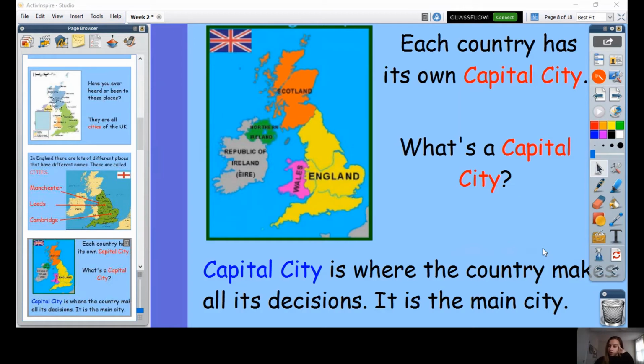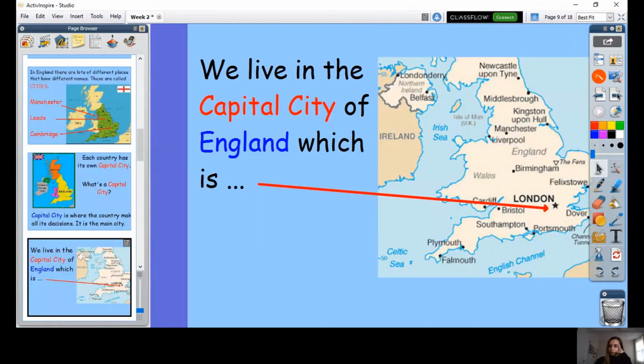And can you already think, what's the capital city in England? We live in it. Can you tell me? Can you tell me even louder? Excellent. We all live in London. Can we say London? London. And London is the capital city of England.